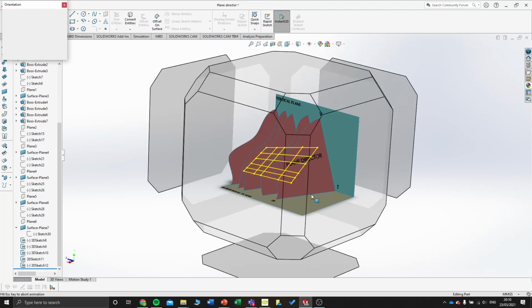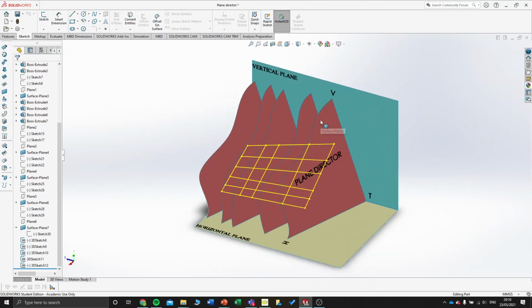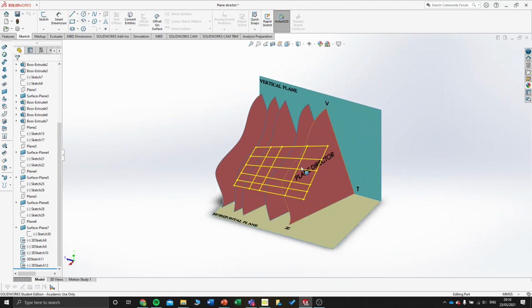So the principle to take away from this is that the plane director forms the shape of the hyperbolic paraboloid by moving from different stages from one direction to the next.